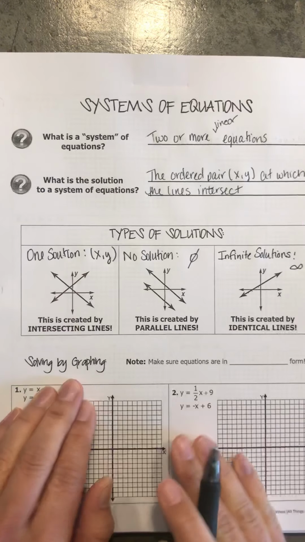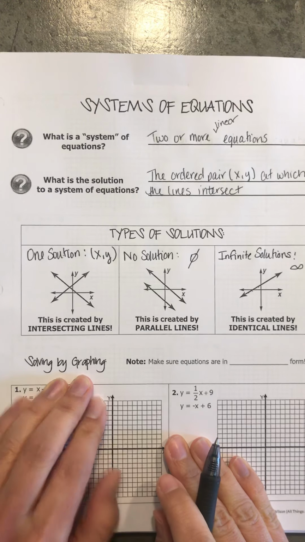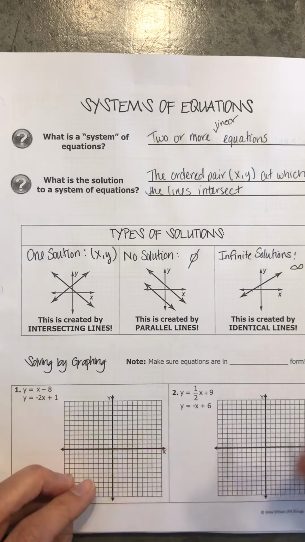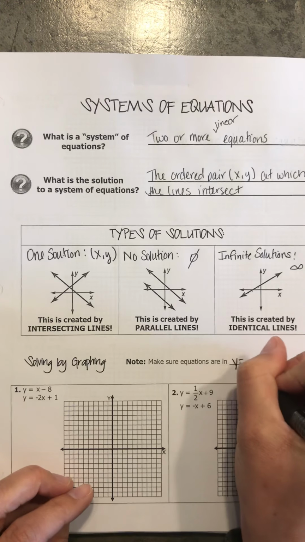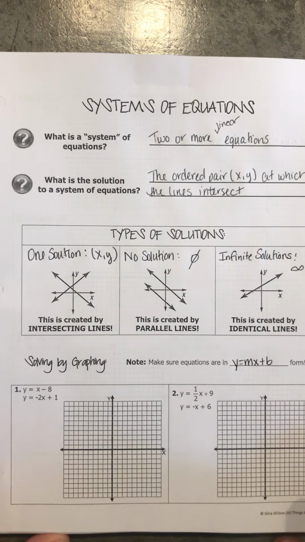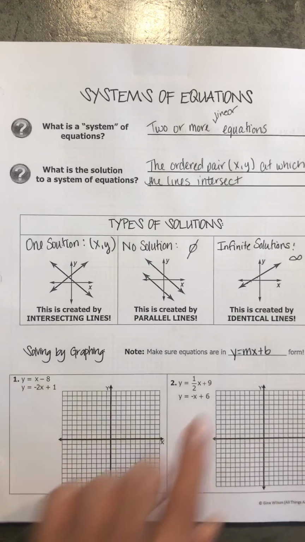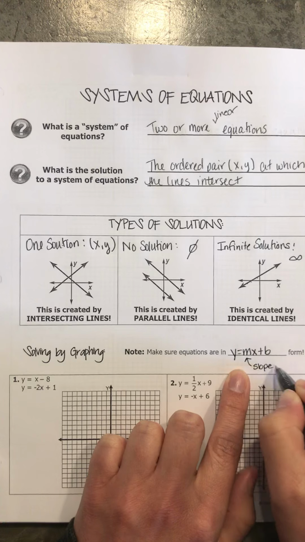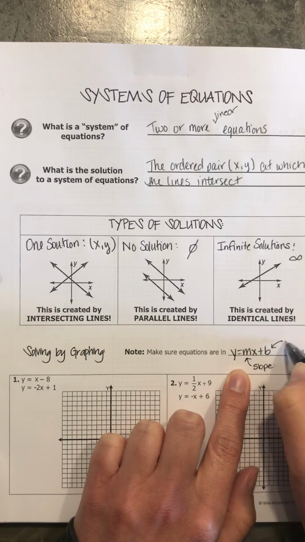So solving these by graphing, we want to make sure that everything is in slope-intercept form. So we're looking for y equals mx plus b. Remember, m is our slope, so that's the rise over run. And b is our y-intercept.